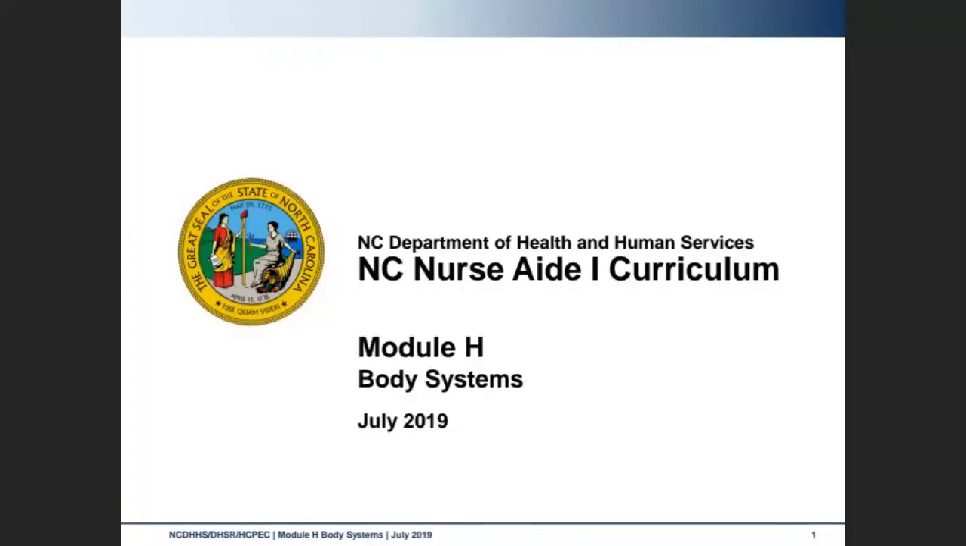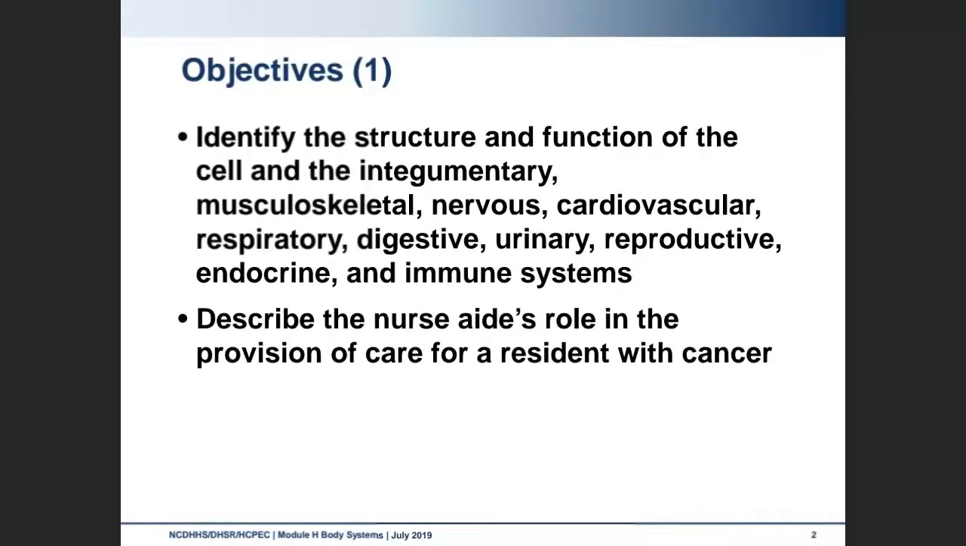We are going to be talking about Module H, which are the body systems. And as we're going through each of the body systems, we're going to be identifying the structure and function of the cells, all the various symptoms. We've got integumentary, musculoskeletal, nervous, cardiovascular, respiratory, digestive, urinary, reproductive, endocrine, and immune systems.